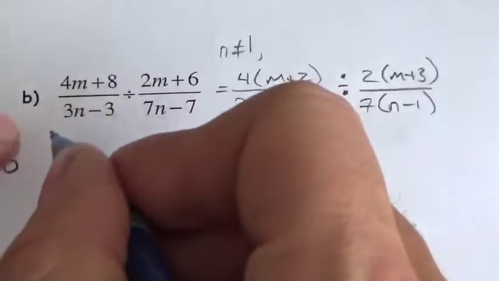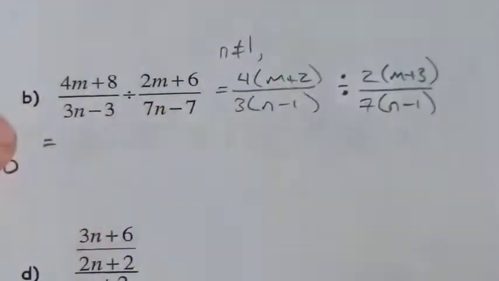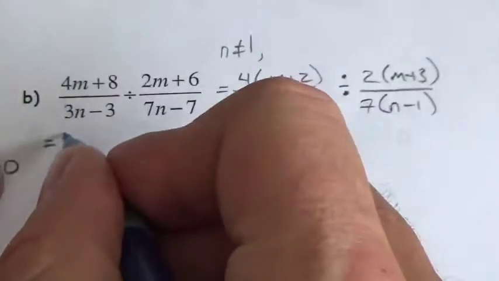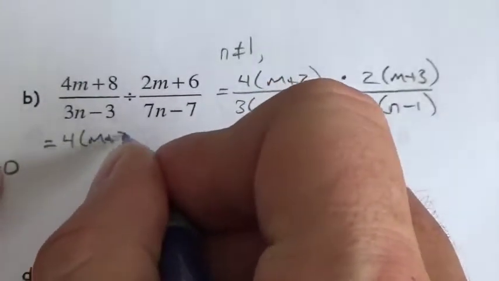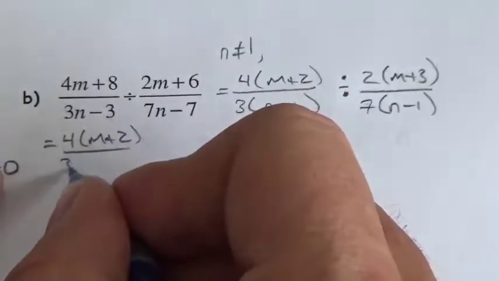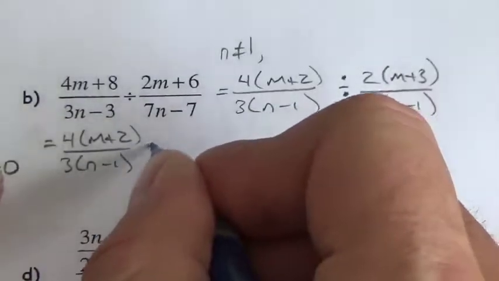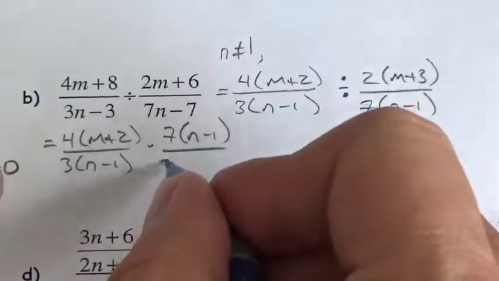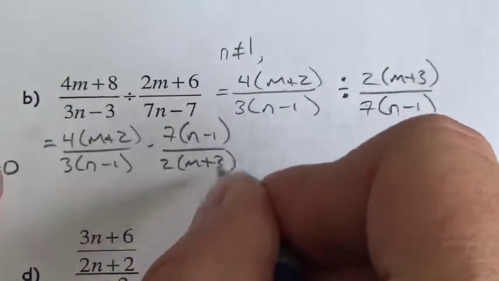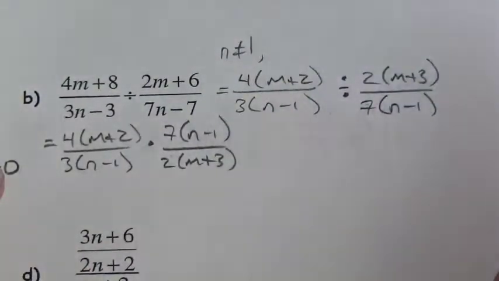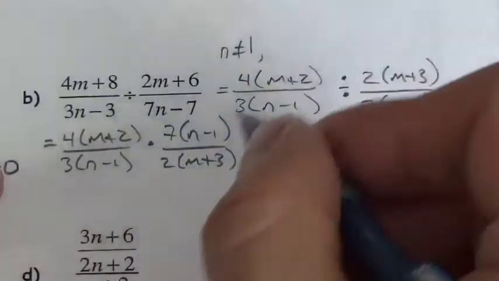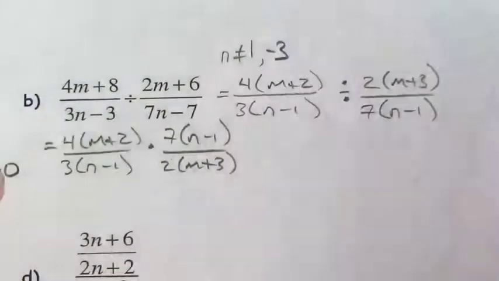So good. Now, I'm going to convert this to its equivalent form. That's a multiplication statement. So 4m plus 2 divided by 3n minus 1. I'm going to change it to multiplication. 7n minus 1 divided by 2m plus 3. Now all of a sudden I've got this new non-permissible because I have something new in the denominator, and there m cannot equal negative 3.